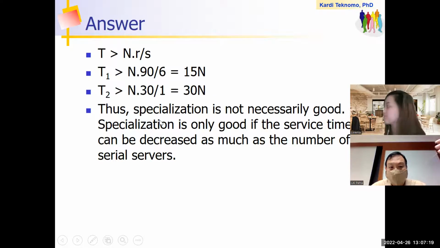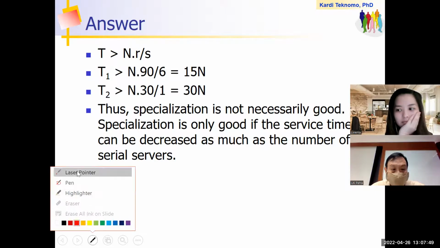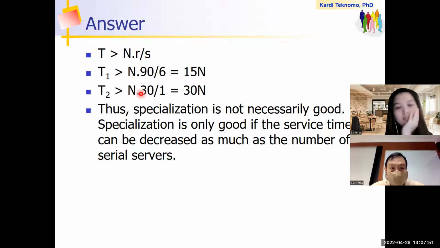In here, I can just prove mathematically that specialization is not necessarily good. Of course, specialization is only good if the service time can be decreased so much that it outweighs the number of serial servers itself. But in general, you can see that parallel server here performed better, 15 rather than 30, twice as good, even though the service time here is actually 3 times. 90 is 3 times of 30.